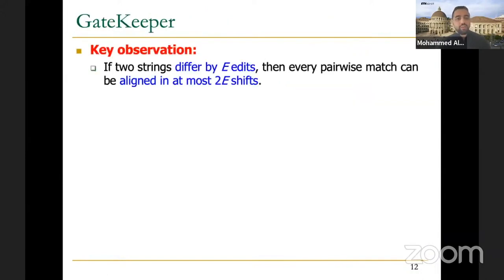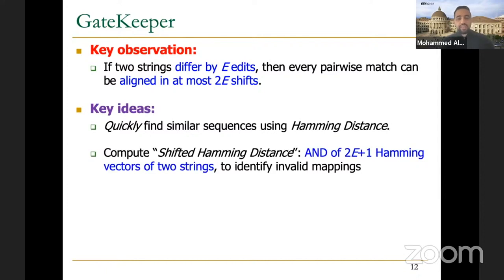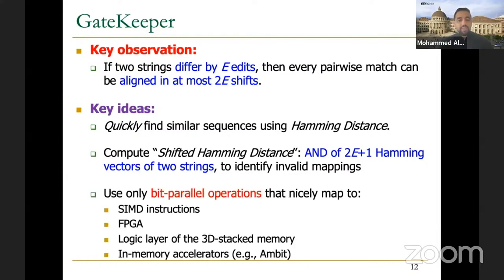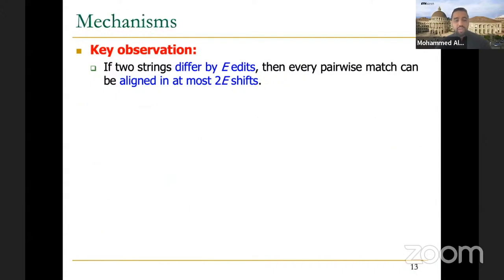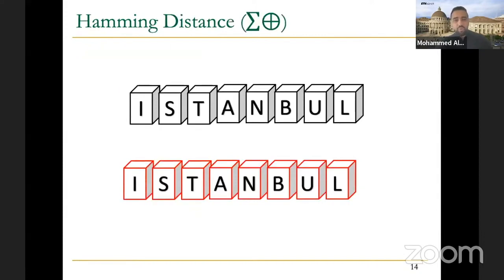Okay, so let's see the algorithm behind GateKeeper. The key observation: if two strings differ by E edits, then every pairwise match can be aligned in at most 2E shifts. And there's a nice example so you can understand these things in more detail. The key idea, as we said, is to apply Hamming distance first, and then only if it is not accepted, apply shifted Hamming distance. And we use bit-parallel operations, such as SIMD, FPGA, 3D-stacked memory, and Ambit.